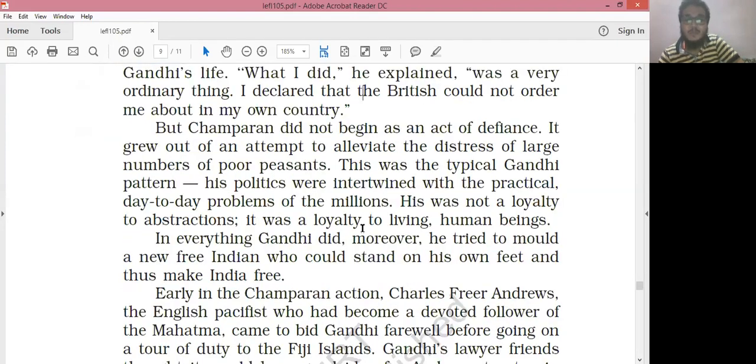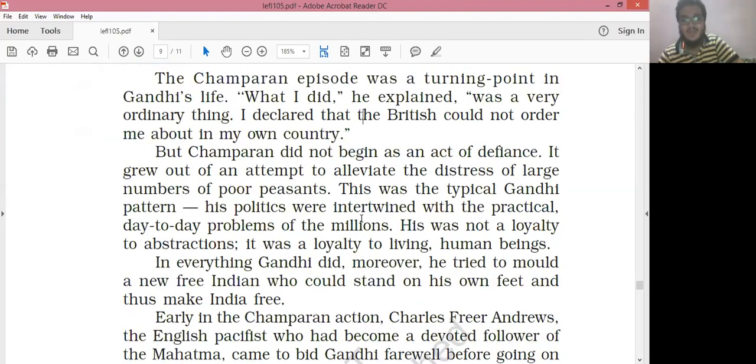Next, Champaran did not begin as an act of defiance. It grew out of an attempt to alleviate the distress of a large number of poor peasants. This was the typical Gandhi pattern. His politics were intertwined with the practical, day-to-day problems of millions. It was not a loyalty to abstraction. It was a loyalty to living human beings.